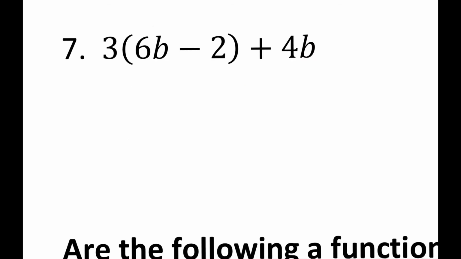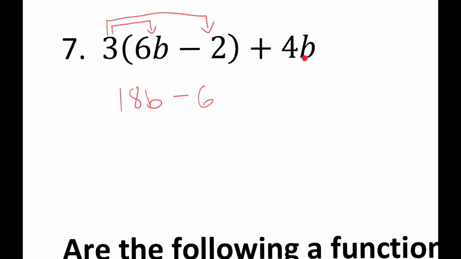So number 7 is actually using the distributive property and combining like terms. I know that because we have a 3 outside the parentheses and you're multiplying the quantity of 6b minus 2. And I also see we have a b inside the parentheses and another b outside of the parentheses, so we'll probably be able to combine those terms. But first, we need to distribute. We need to multiply. So I'm going to multiply 3 times 6b. 3 times 6 is 18. Keep the b. And 3 times negative 2 over here, that's going to be negative 6.